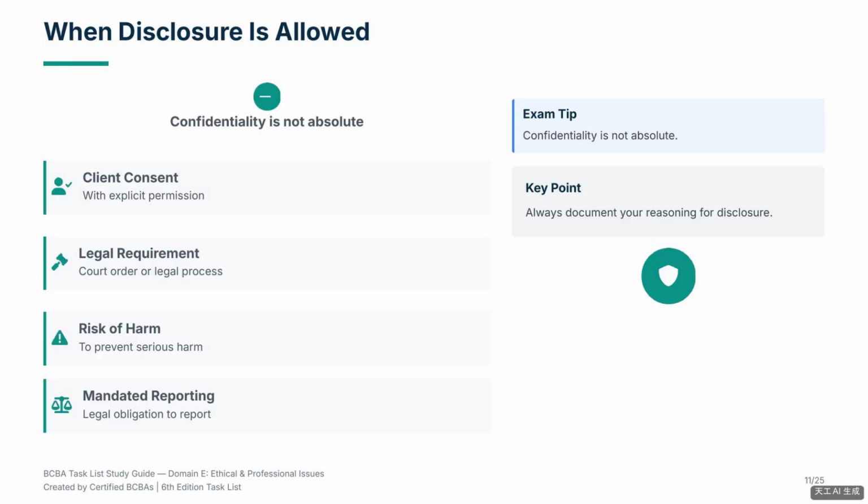Many people think confidentiality is absolute, but it's not. There are specific situations where disclosure is ethically allowed or even required. If the client gives informed consent, you may share information within the limits of that consent. If there is a legal requirement, such as a court order, you must comply. If there is a serious and immediate risk of harm, disclosure may be necessary to protect a client or others. And in cases of mandated reporting, such as abuse or neglect, you are legally and ethically required to report. Here's the key exam rule.